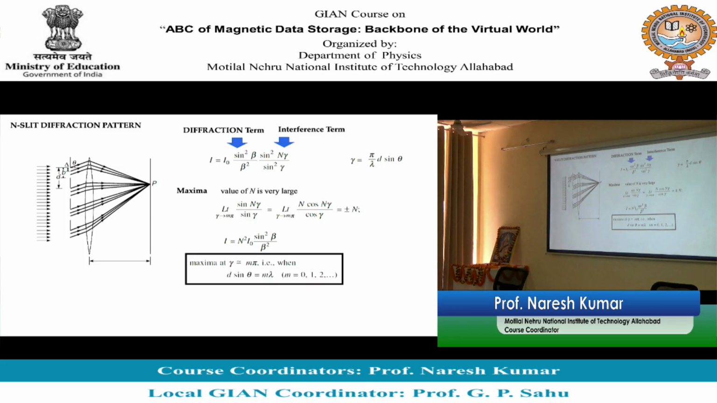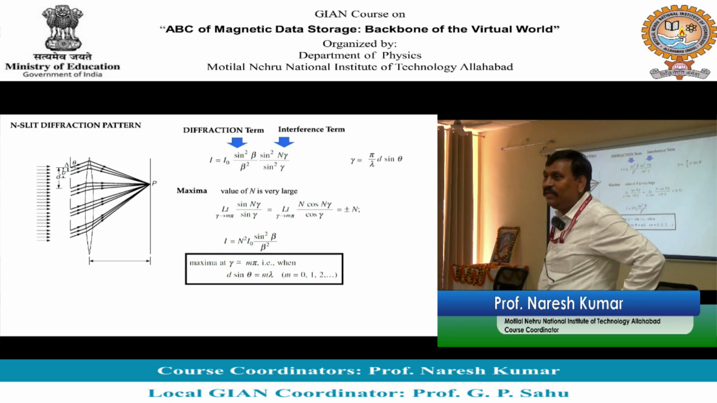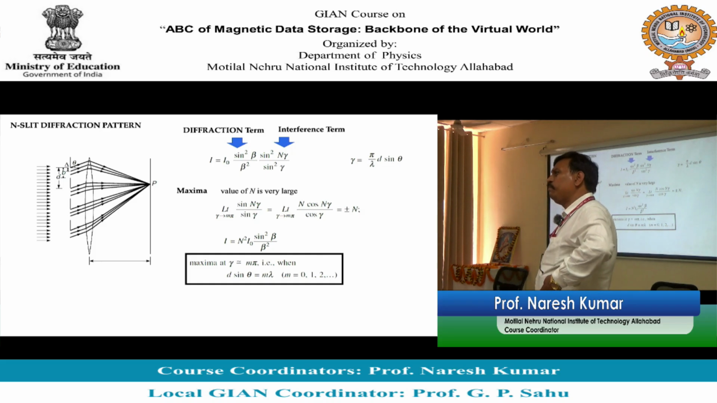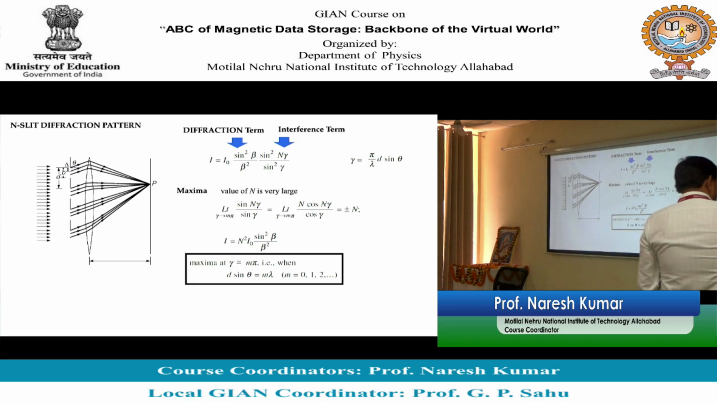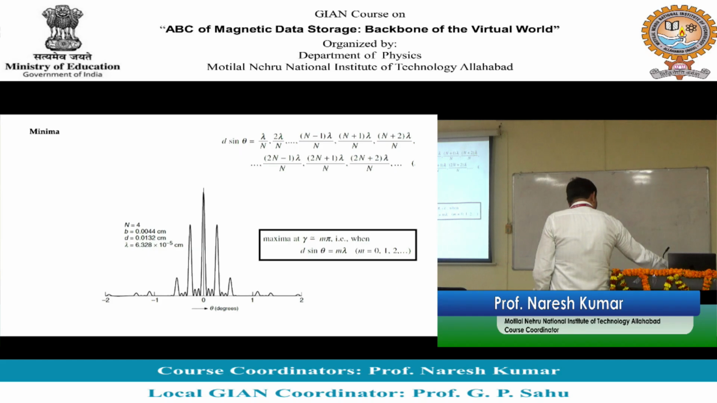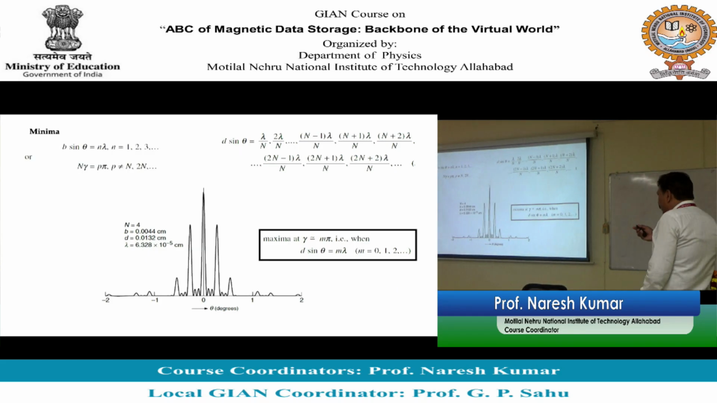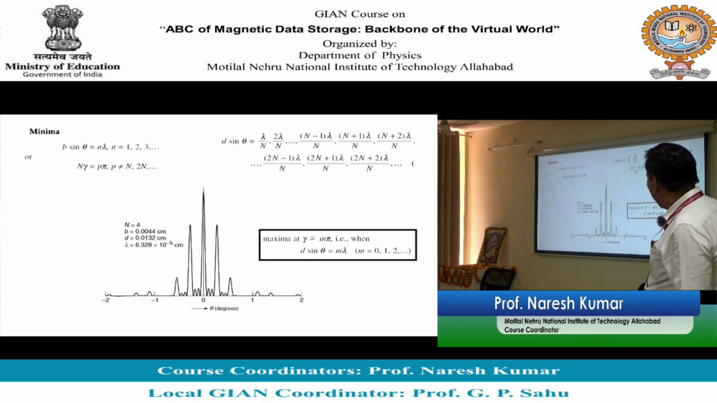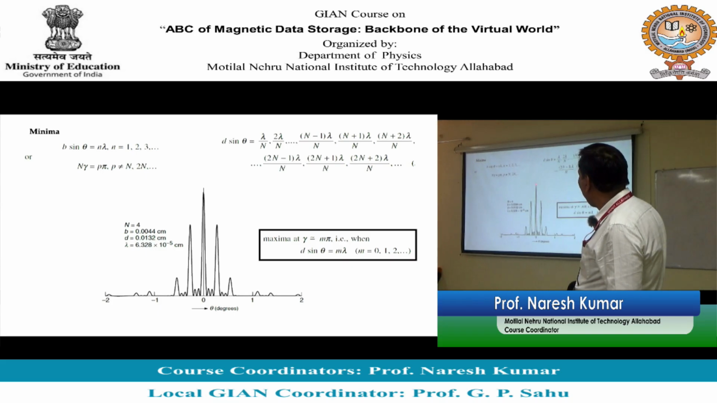So this is the condition of getting what kind of maxima? Principal maxima, meaning the intensity will be huge. And the values of m can be any integer. I will not go into much detail on this. So if you see this picture, it is the position where m is equal to 0. It is the position where m is equal to 1. This is the position where m is equal to 1.